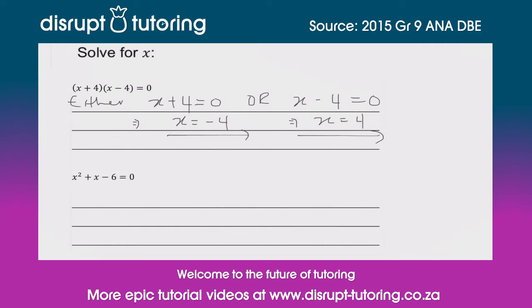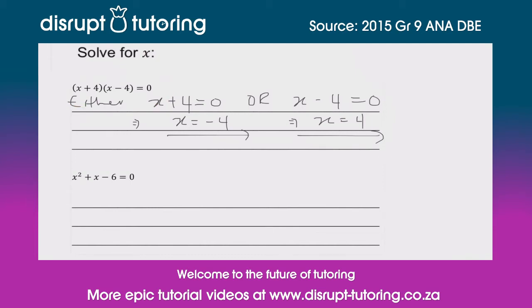So you can see if we plug -4 back in, this bracket would be 0, and therefore the overall answer would be 0. If we plug this back into there, we know that the second bracket is going to equal 0, and then the entire thing is equal to 0. So either way, it works.